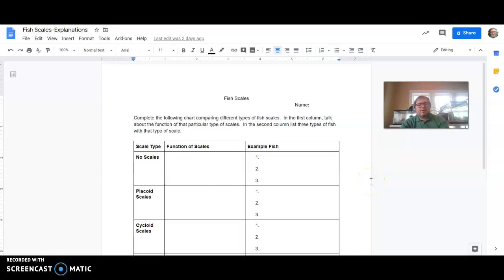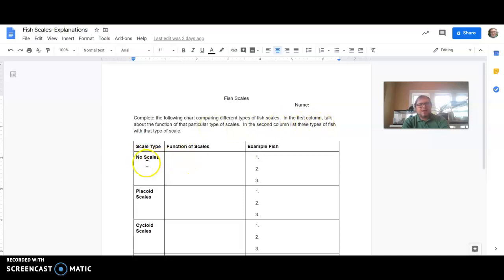Hey everyone, so I just wanted to give a little bit of explanation for the fish scales explanations assignment. So again, this is talking about the different types of fish scales that we have looked at. Look over that video recording that I have talking about fish scales to help you with completing this. You want to complete the following chart comparing different types of fish scales.